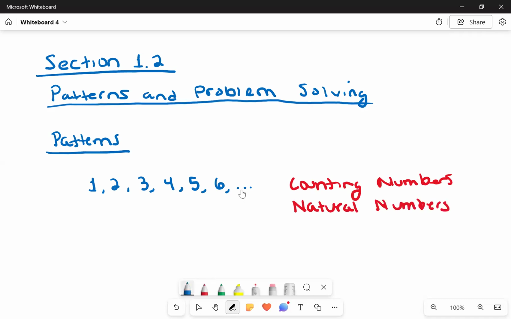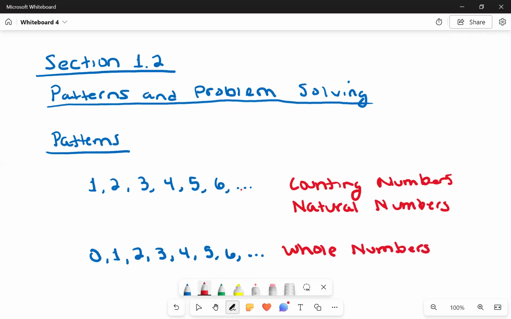The next pattern we like to look at is the pattern of numbers that includes 0. Basically, it's just like the counting numbers, except we throw the 0 in there. In that case, these are called the whole numbers. So the whole numbers include the number 0.